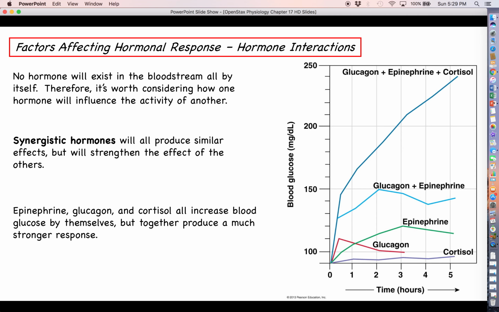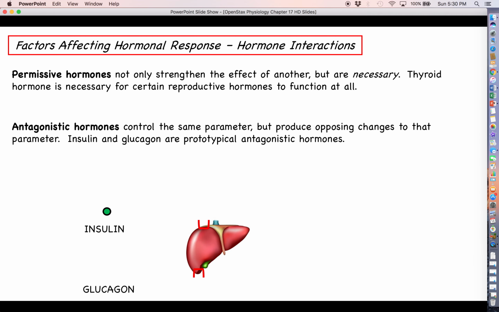But look at what happens when we allow these hormones to be in the bloodstream at the same time and work together. If we have both glucagon and epinephrine, then we get a much more impressive increase in blood glucose. And then look at the dark blue graph up here. We have all 3 of these hormones acting together at the same time. We get a super impressive increase in blood glucose, certainly much more impressive than we got with any one of those hormones acting all by themselves. So that is synergism. The other 2 types of hormonal interactions are called permissiveness and antagonism.